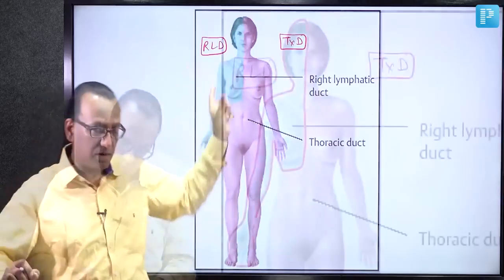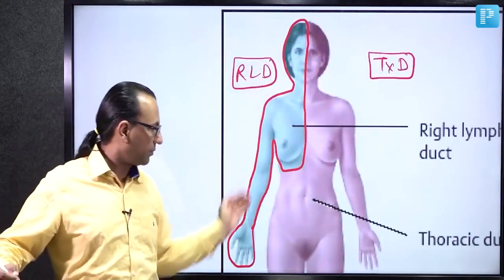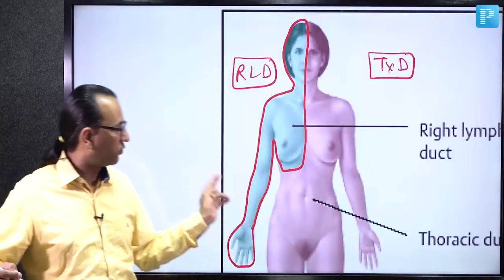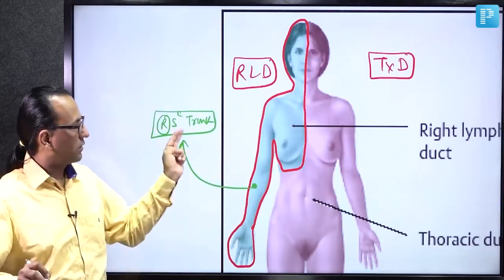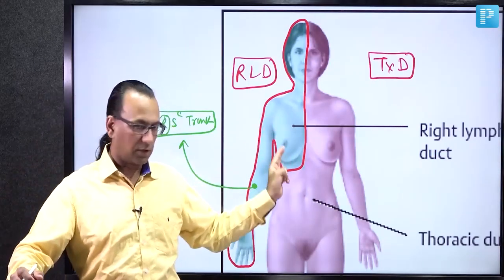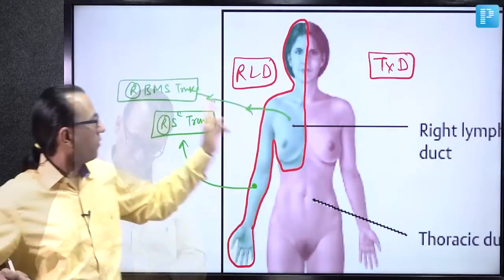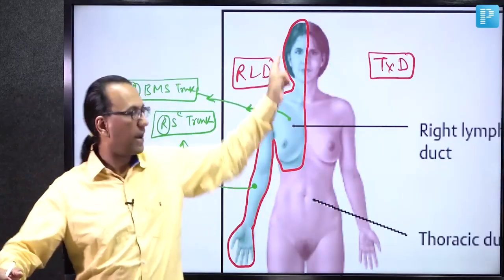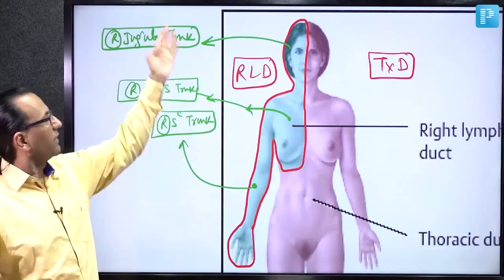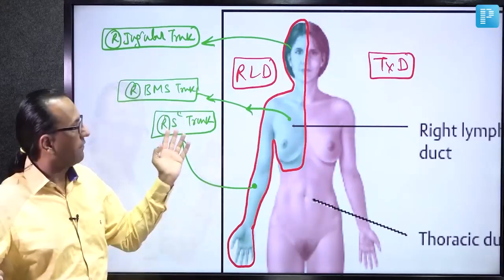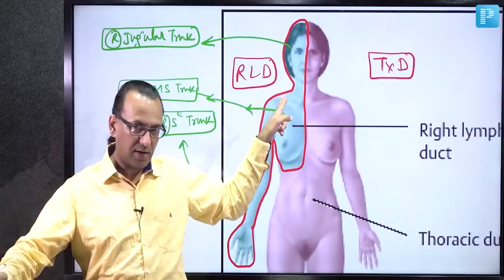As you can magnify here, you will notice that it is the right upper limb lymphatic drainage going into the right subclavian trunk. And when it comes to the right thorax, it will go into the right bronchomediastinal trunk. And when it comes to the right side of the head and neck region, it will be going into the right-sided jugular trunk. And these 3 lymphatic trunks will be joining the right lymphatic duct.